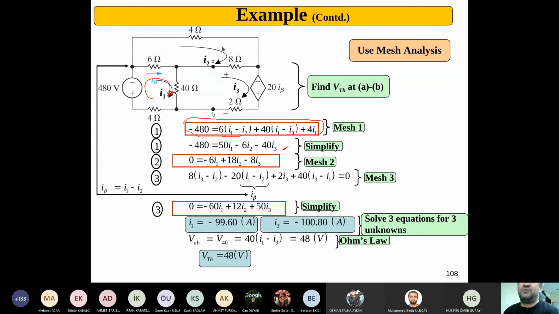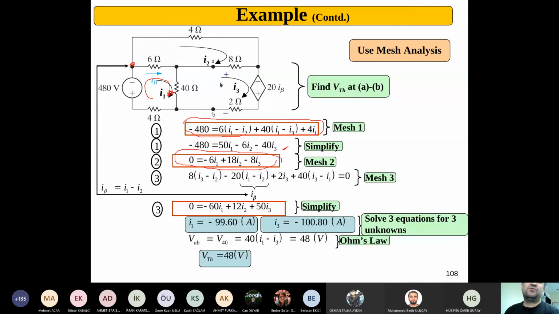In the second mesh, we don't have any voltage supplies. So I'll start from here and write the mesh equation. That is 4 times I2 plus 8 times I2 minus I3 and 6 times I2 minus I1 will be equal to 0. Or you can easily just say 18 I2 minus 6 I1 minus 8 I3 is equal to 0. This is the second mesh equation.